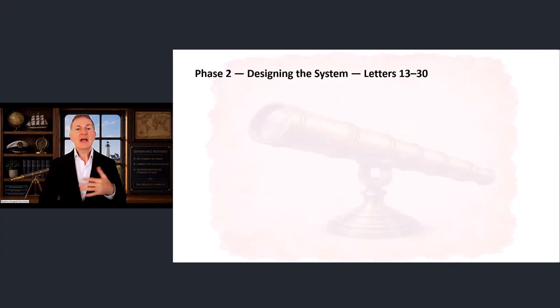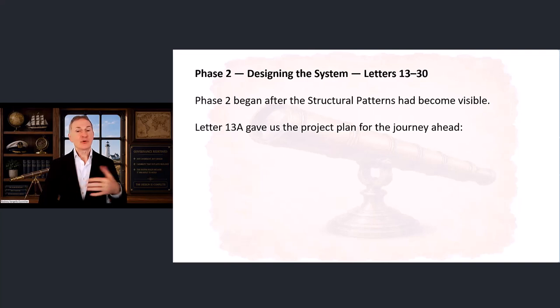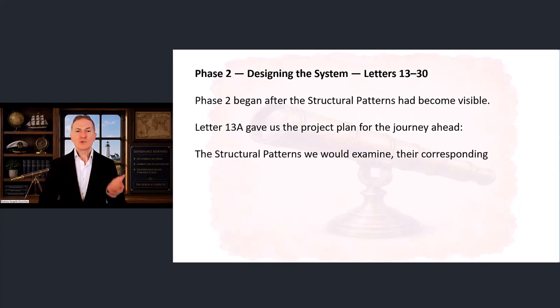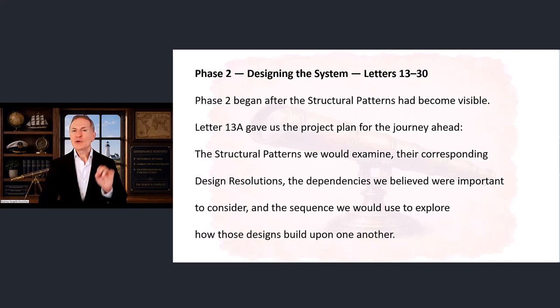Phase 2, design the system, letters 13 to 30. Phase 2 began after the structural patterns had become visible. Letter 13A gave us the project plan for the journey ahead. The structural patterns we would examine, their corresponding design resolutions, the dependencies we believed were important to consider, and the sequence we would use to explore how those designs build upon one another.